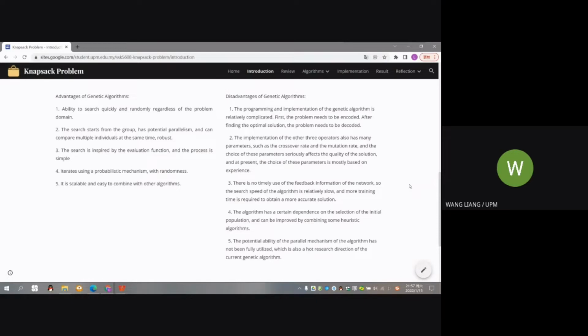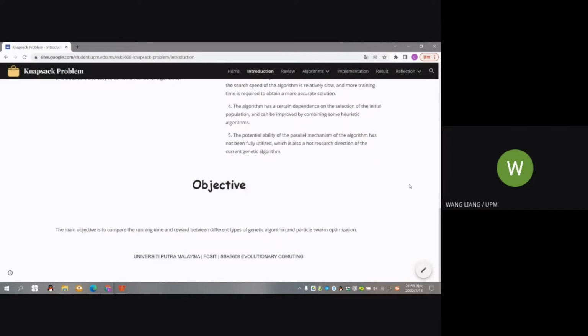In practical applications, genetic algorithms are prone to premature convergence problems. It has always been a difficult problem to solve in a genetic algorithm, which selection method should be adopted to keep the excellent individuals and maintain the diversity of the population. So the main objective is to compare the running time and the reward between different types of genetic algorithm and particle swarm optimization. Pass to Mitch.